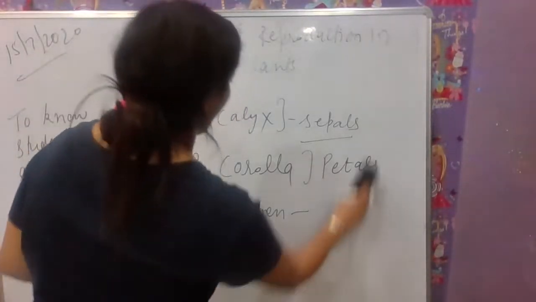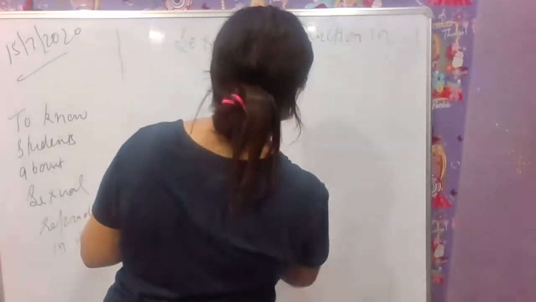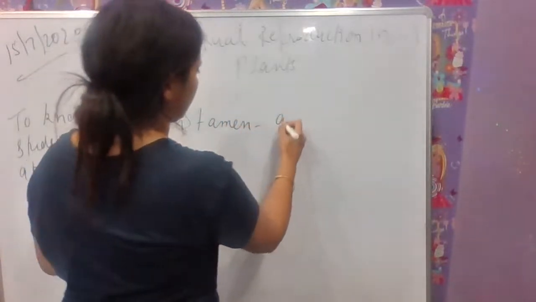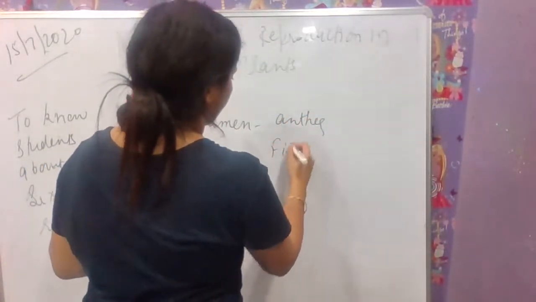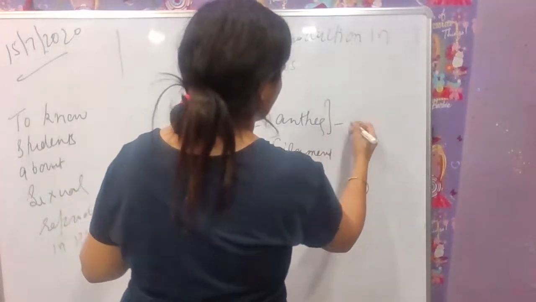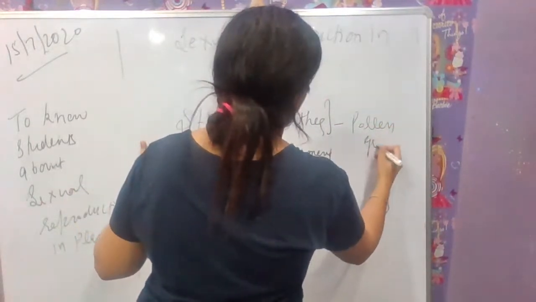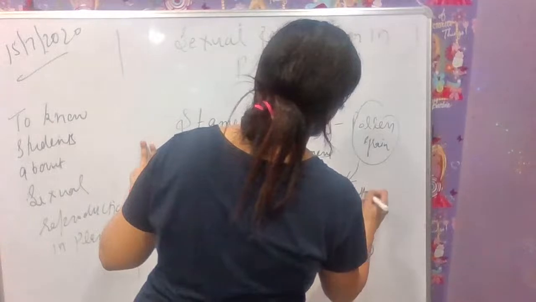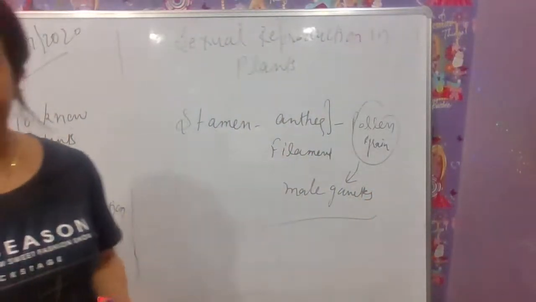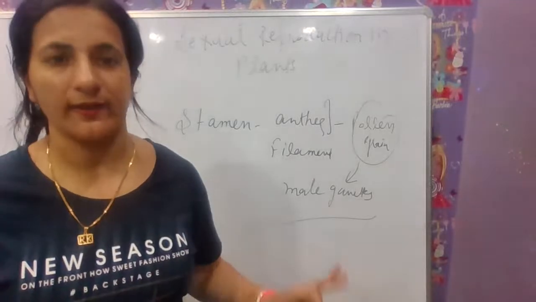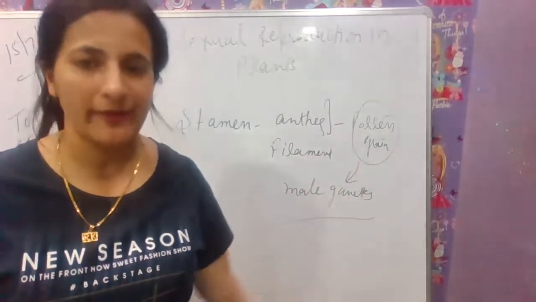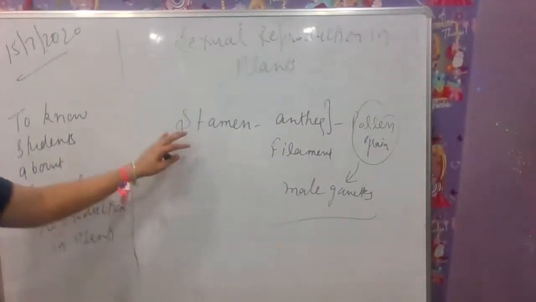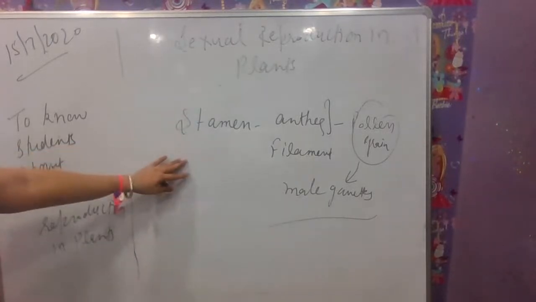This stamen further consists of anther and filament. Anther consists of pollen grains. These pollen grains are male gametes. This we did yesterday. Yesterday we discussed everything. Till now I have not started the next topic. Let me finish. Let me revise everything we discussed in yesterday's lesson. Okay. Then this stigma.